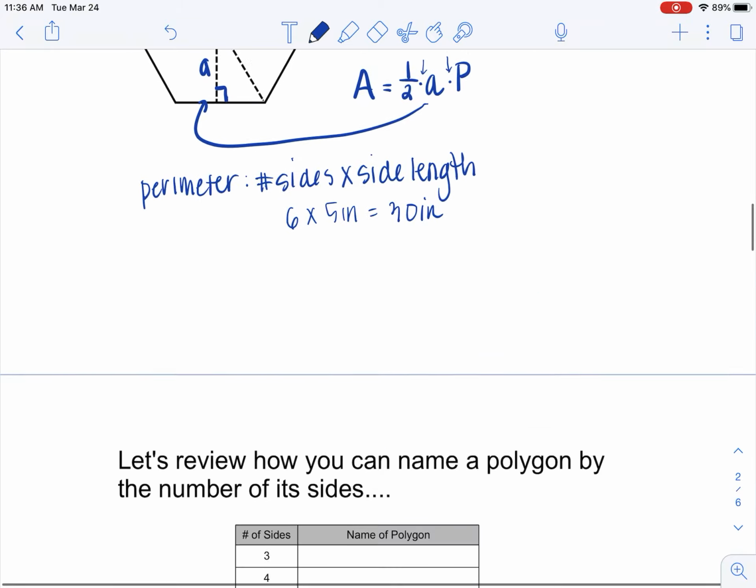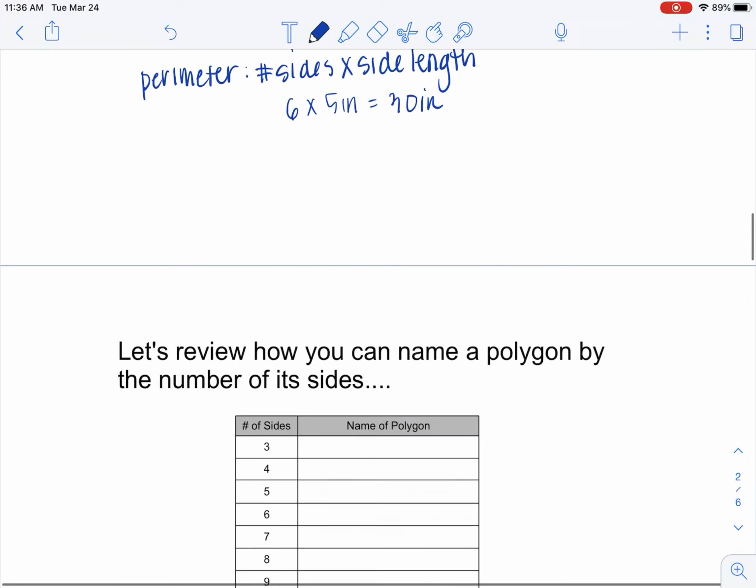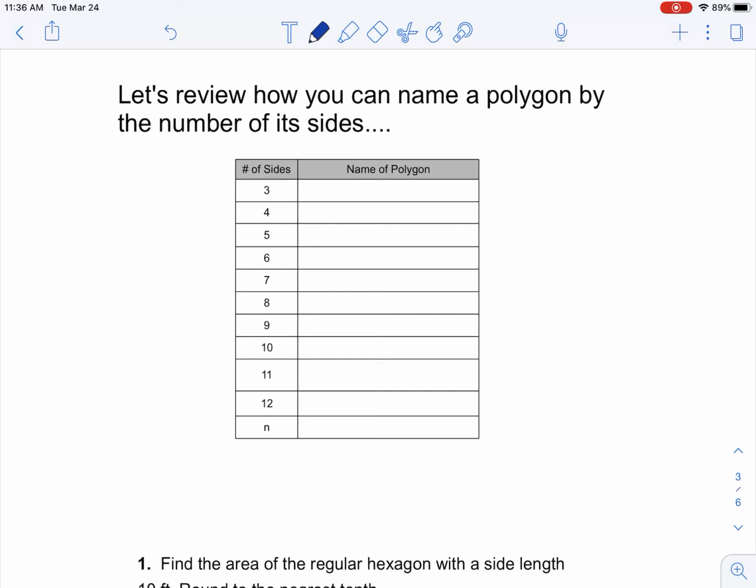Apothem is right here, A. Okay, so really quickly pause the video, see if you can fill this out. Let's review how you name a polygon by the number of sides. So what do you call a 3-sided figure? 4-sided figure. Go ahead, pause the video, try to fill in as many as you can, and then we'll go through them and make sure you got them correct.